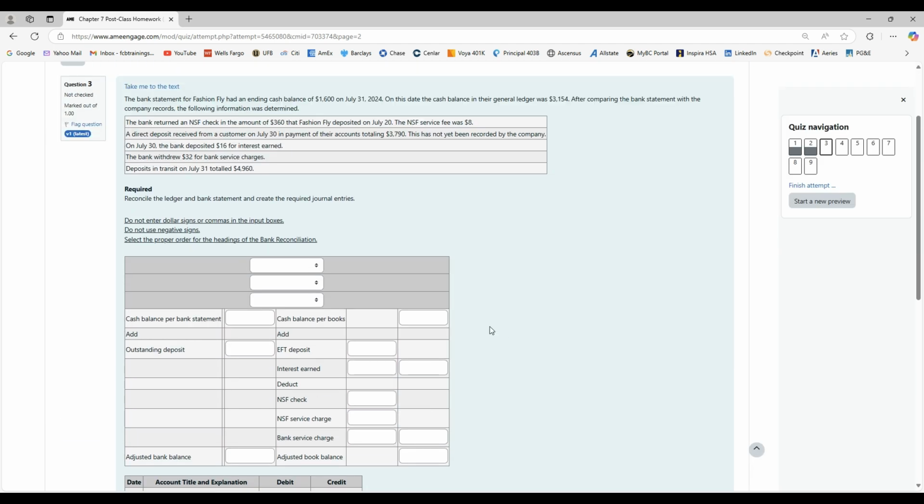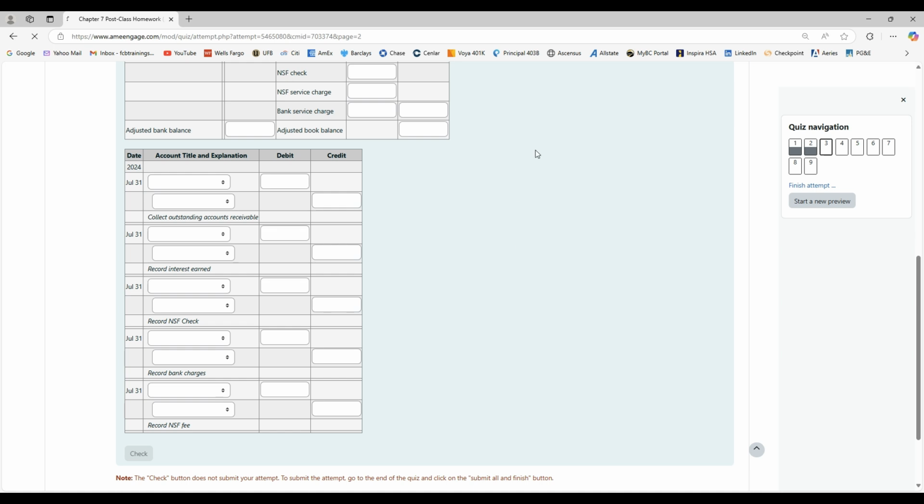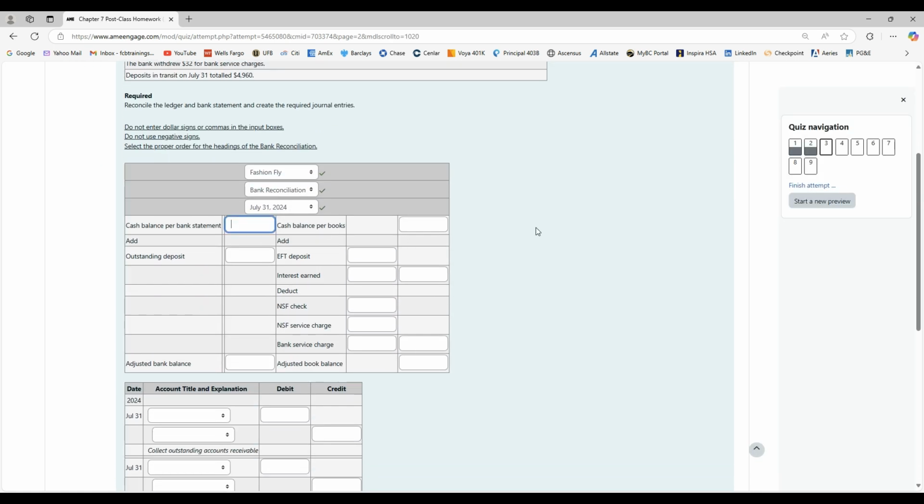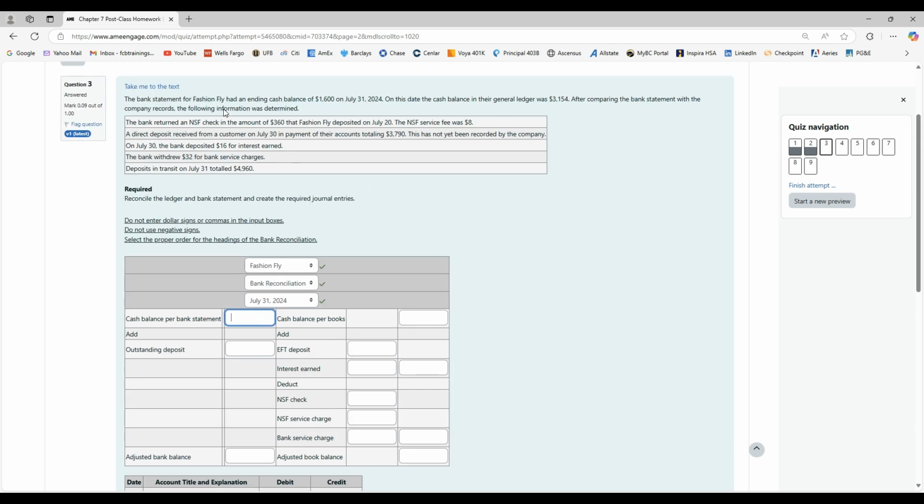Okay, another similar problem. So it asks us to fill out the header on this one. Make sure I put that in the right order. Yep. Okay, and then beyond that, it's going to be very similar. So our ending cash balance was 1,600. Oh, sorry, that's the bank, for the bank statement. And the general ledger was 3154.